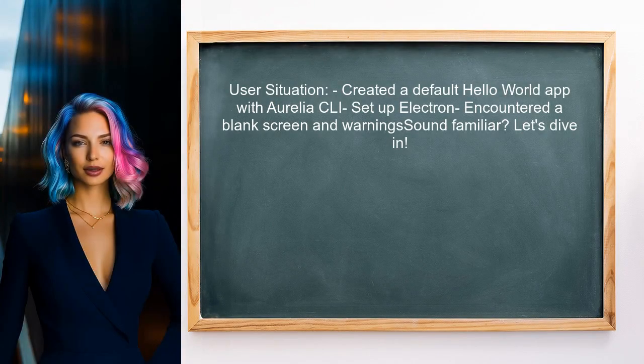Here's the situation. One user created a default Hello World app using the Aurelia CLI and set up Electron, but when they launched it, all they saw was a blank screen. They also encountered some warnings related to promises and the platform.loader. Sound familiar? Let's dive into the details.